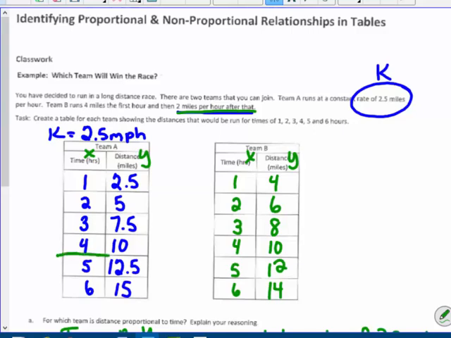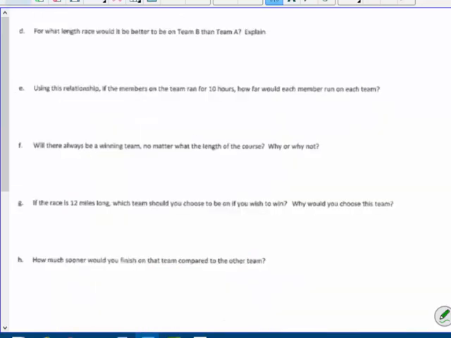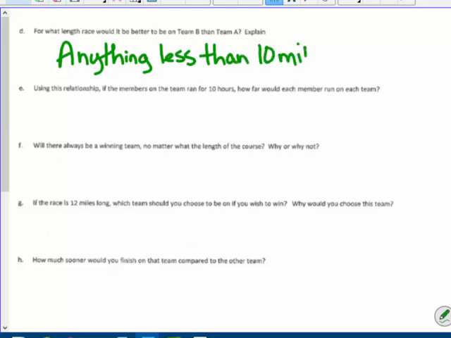Anything less than 10 miles, you're getting there sooner on Team B. Oh, they're the exact same at 10 miles, 4 hours. So letter D, anything less than 10 miles, join Team B. So Team B will win anything less than 10 miles.